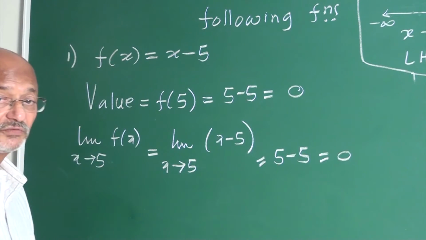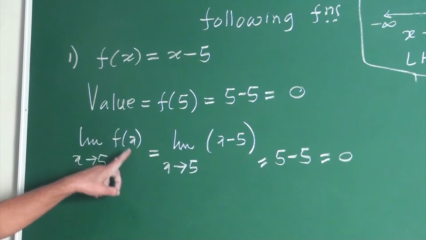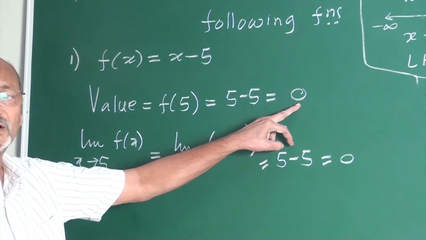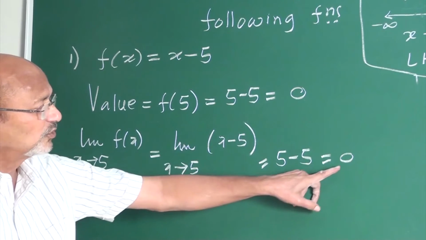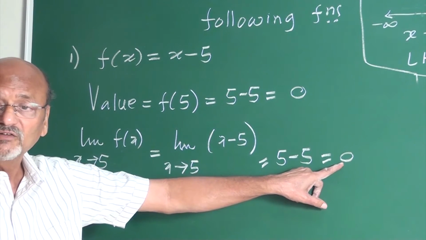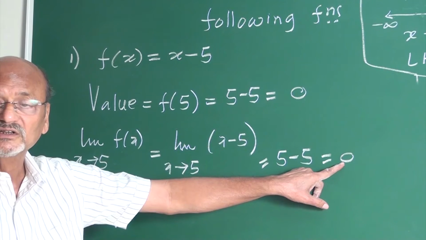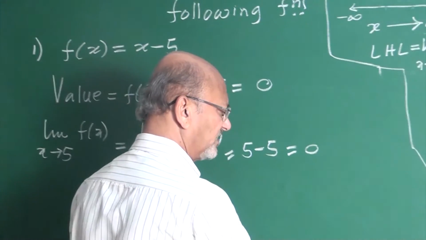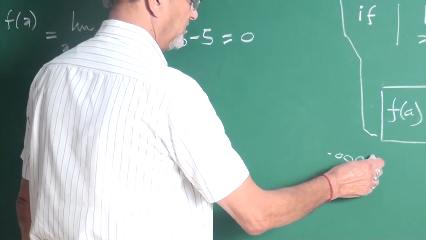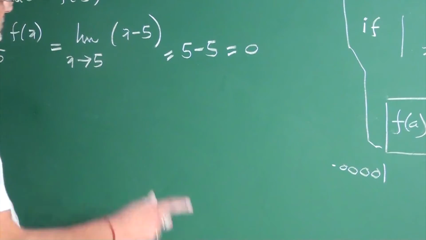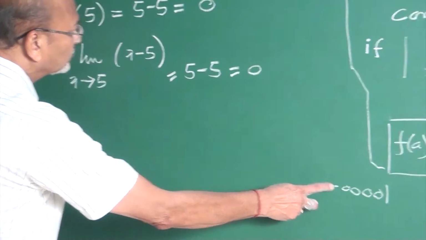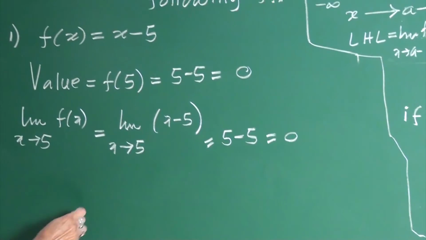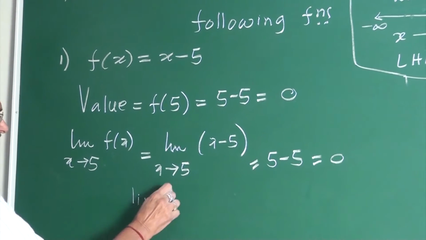My friends, you know the difference between f of 5 and limit of f(x) as x tends to 5. This 0 is a functional value, the exact value, only one. What about this 0? It is a limiting value. Limiting value means it is not exactly 0. Then what is it? It is a value which is very near to 0. These are the values which are very near to 0. So limiting value means very near to 0, while this is exactly 0. But the limiting value is equal to the functional value.